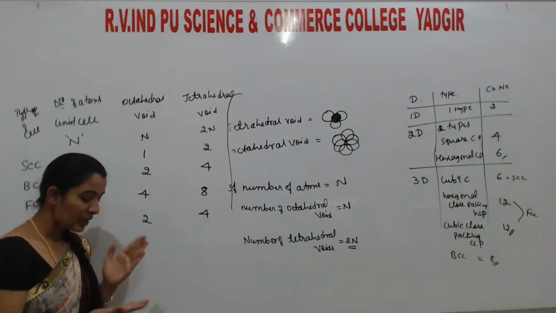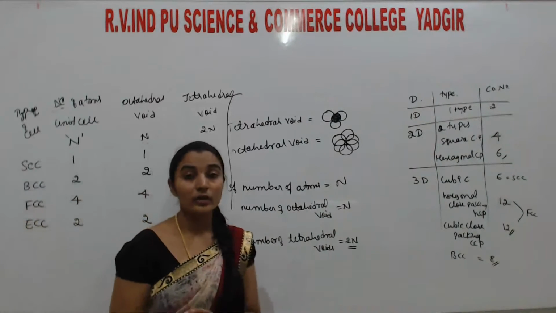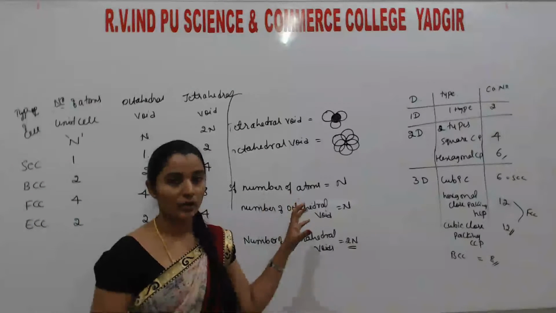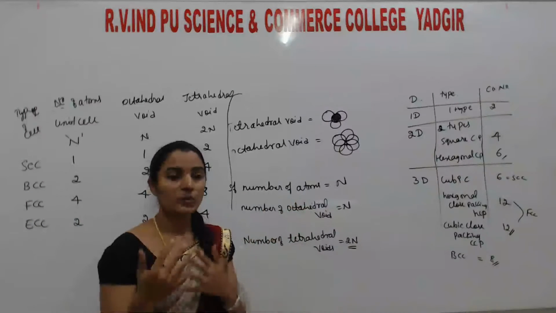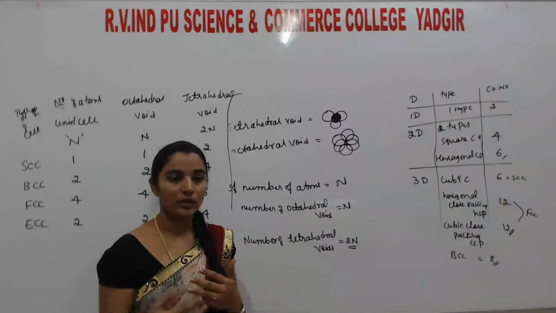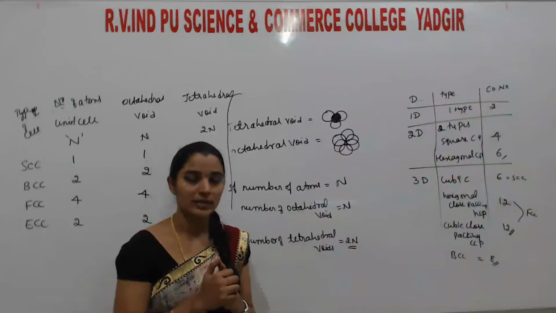In tomorrow's class, we will discuss the different defects in the arrangement of atoms, that is, vacancy defect, Frenkel defect, and Schottky defect. Those defects we will discuss in tomorrow's class.